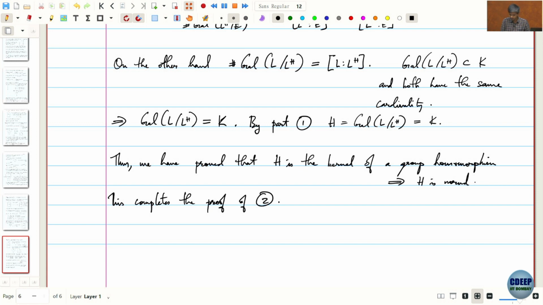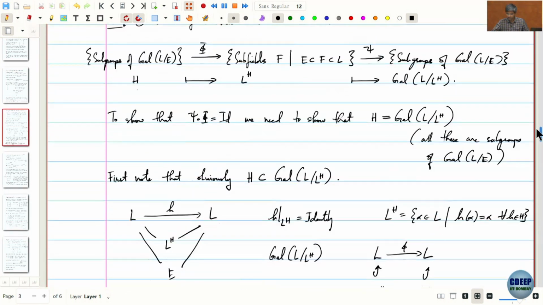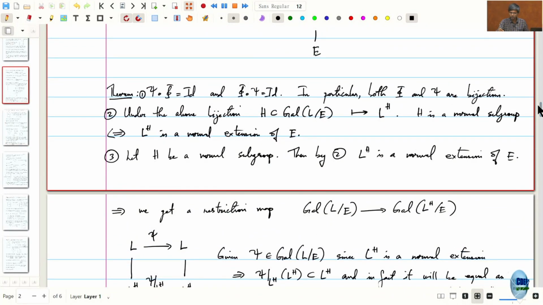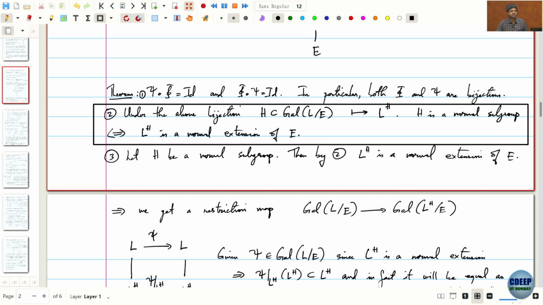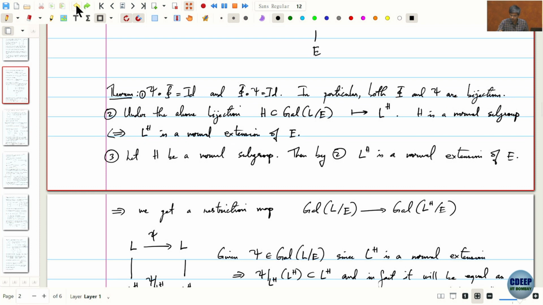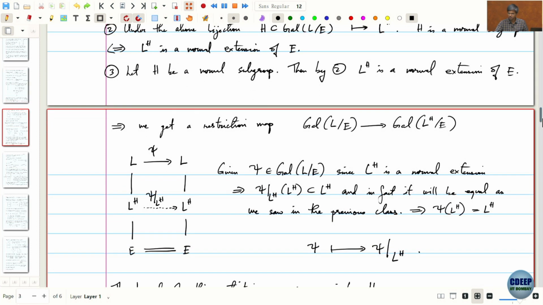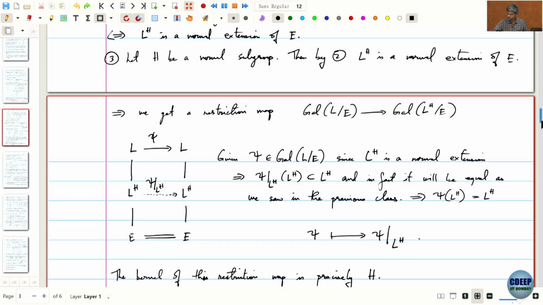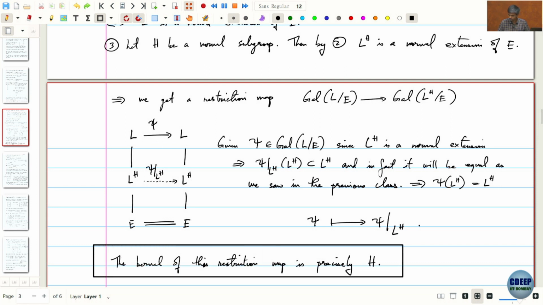This also completes, the above also shows, the proof of 3. What did we want to prove in part 3? In part 2, we wanted to prove that normal subgroups are in bijection with normal extensions. And in part 3, we wanted to show that if we take a normal subgroup, then we have this restriction map, which is precisely the restriction map we considered when proving part 2. And the claim in part 3 is that the kernel of this restriction map is precisely H.